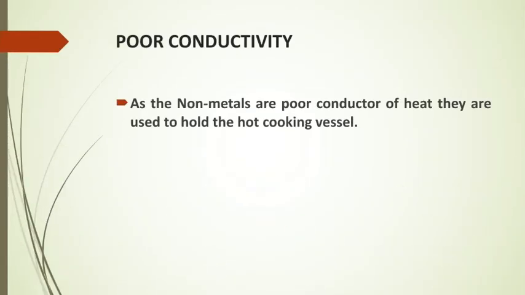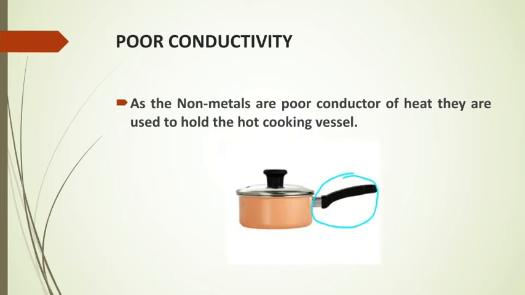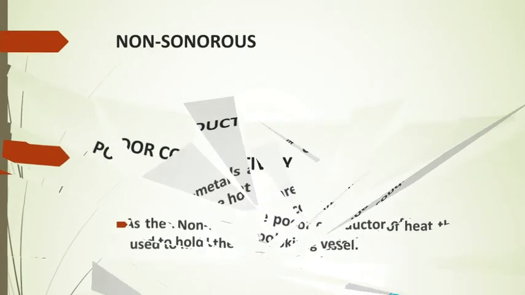As non-metals are poor conductors of heat, they are used to hold hot cooking vessels. In this picture, you can see that the cooking vessel is made of metal, but the holder is made of non-metal, because non-metals cannot conduct heat. Due to that, they are used to make handles.